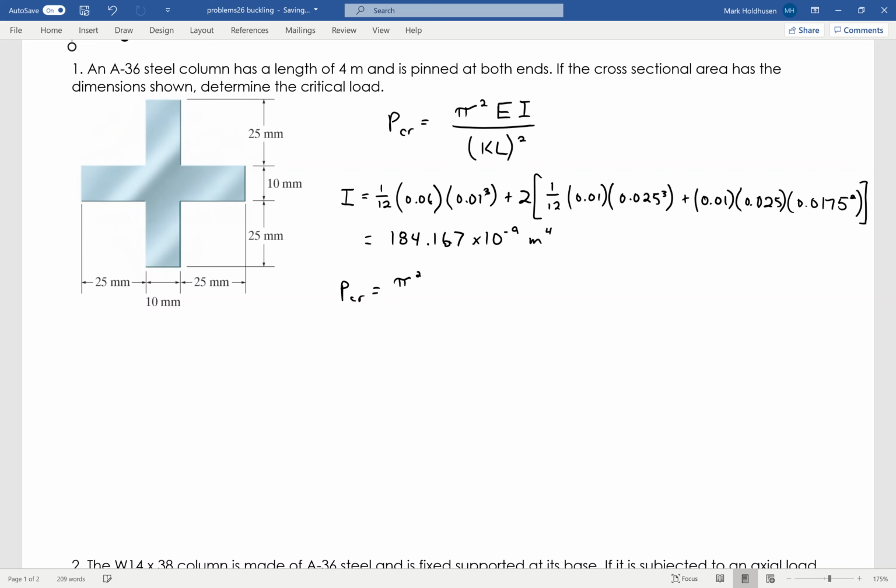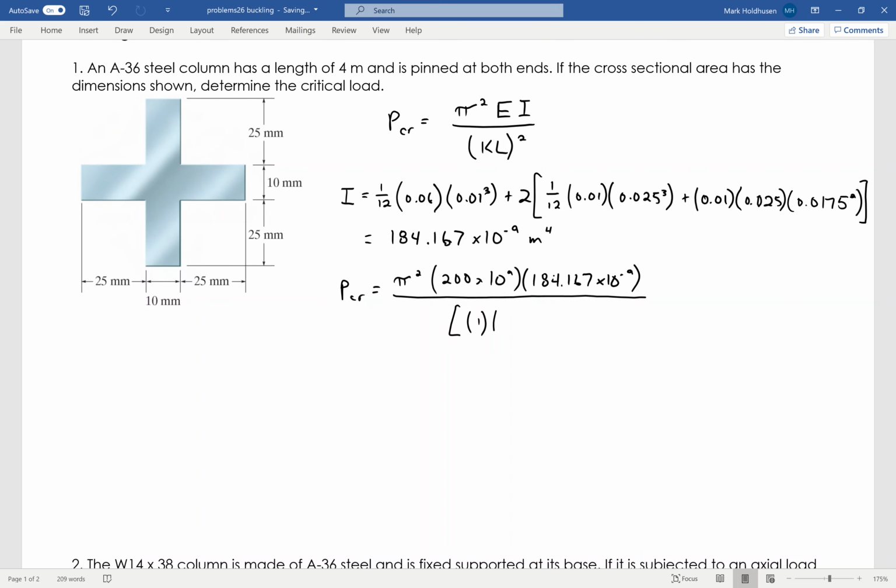So I've got pi squared. E for A36 steel, you look that up in the back of the book, it's 200 gigapascals. The I we just calculated is 184.167 times 10 to the -9, divided by K. Now it's pinned at both ends, so K is going to be 1. That's the constant that goes in front to find the effective length. For pin to pin, which is the standard one, it's 1, and then L will be 4 meters. Then I've got to square that whole thing.